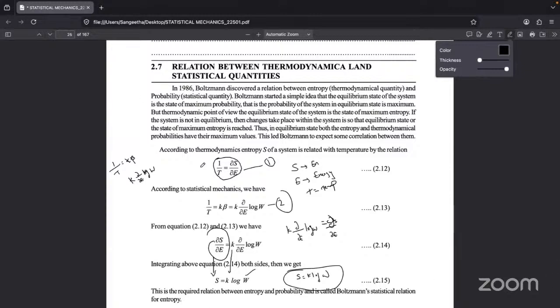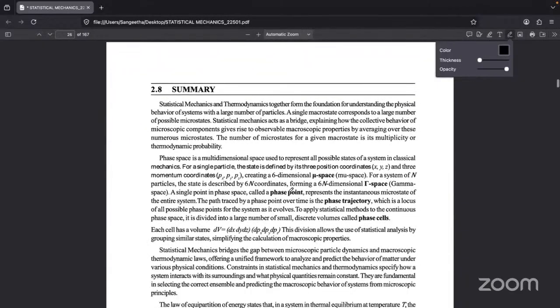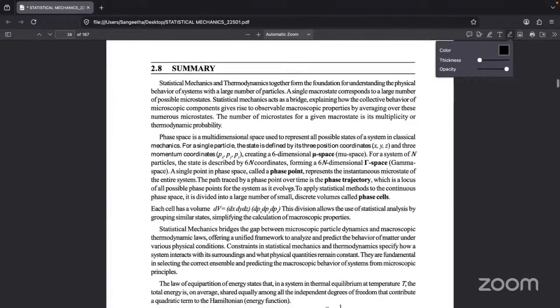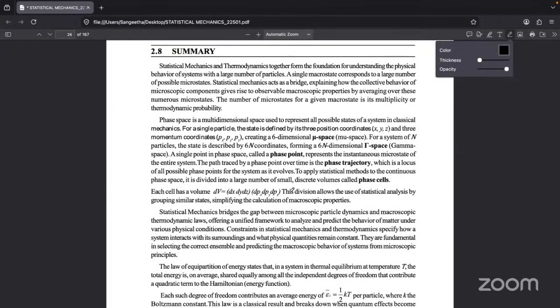So here we took 1 by tau equal to dou S by dou E, and 1 by tau is written as K beta, and equating we got this one. Next, in the summary, what are the topics we studied? First, we saw what statistical and thermodynamics are, and how they are related. For a single particle, when we take microscopic and when we take macroscopic is defined in the introduction part.